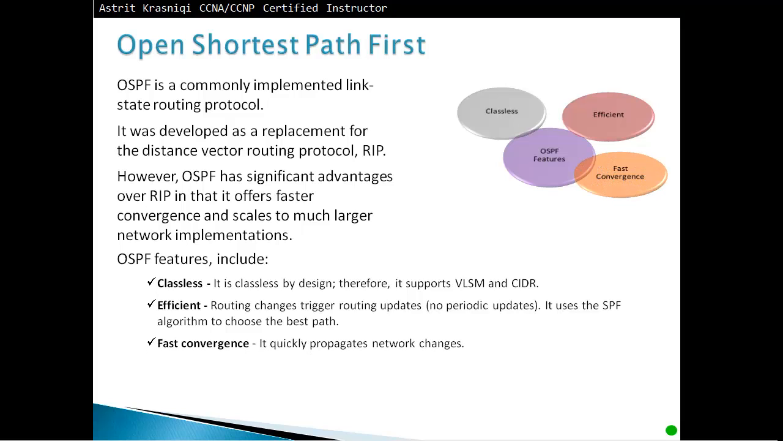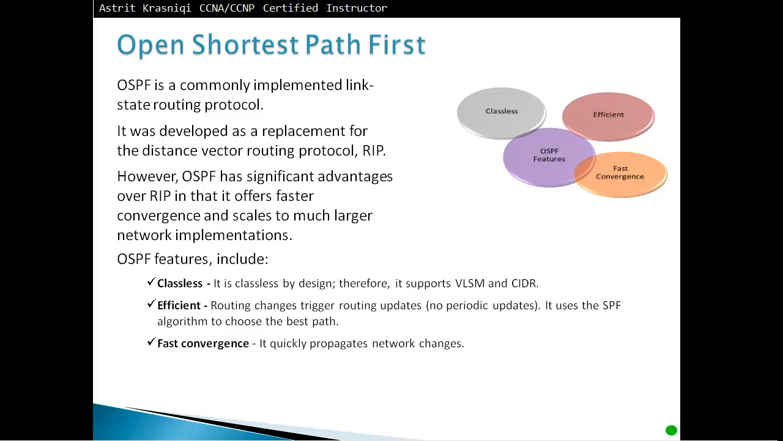Fast convergence. It quickly propagates network changes. When there's an update, the OSPF routers will send a link state advertisement. And as soon as they send the link state advertisement, all the neighbors will flood that link state advertisement to every router, right?